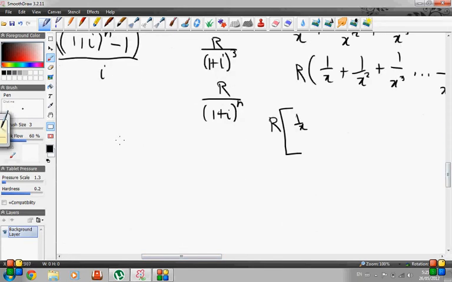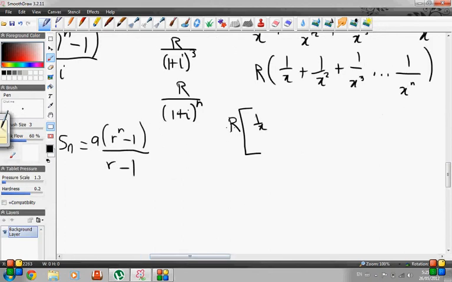So the formula for a geometric series is Sn equals a brackets r^n minus 1 divided by r minus 1. As already mentioned, the a value here was R, and we can see that the common ratio, the value that you multiply each term by to get the next term, is 1 over x. So I made a little mistake here, so I'm just going to erase that.